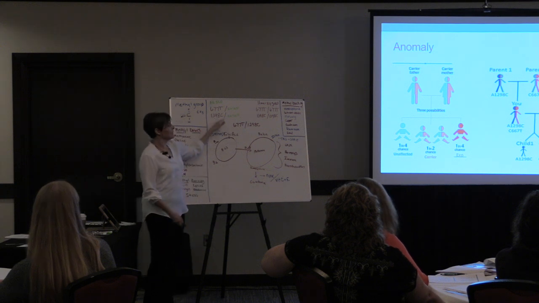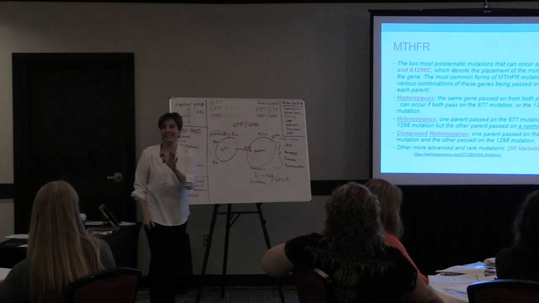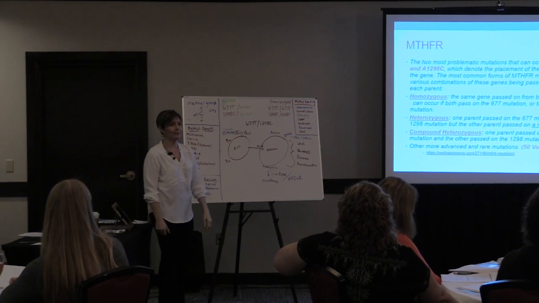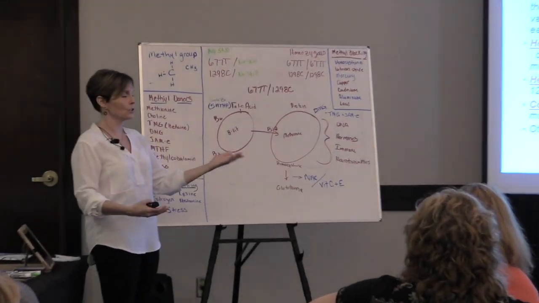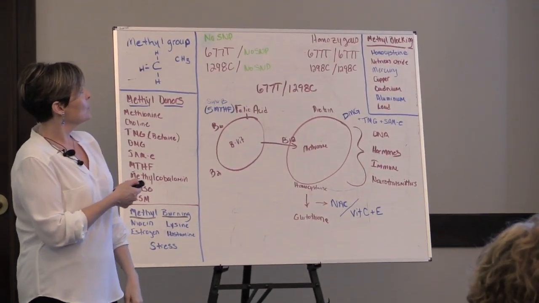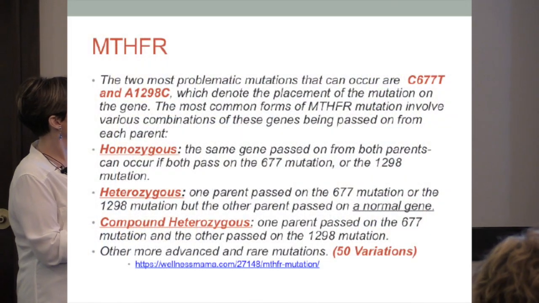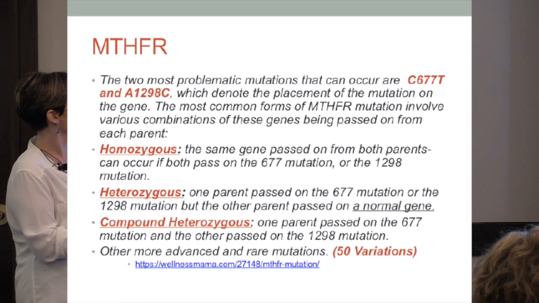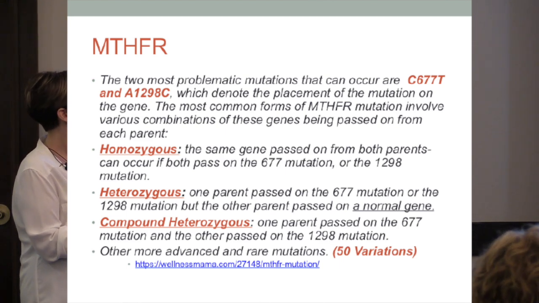Now 677T, we're going to find out, gets a lot of attention because even if you're just a carrier of it, you're symptomatic. So that gets a lot more focus because people are sick and they're like, what do I have? And they're like, it's a genome mutation. So the two most problematic mutations that occur are 677T and 129, and it denotes placement of the mutation on the gene. So it's just like a map. This is where that lives on the gene.